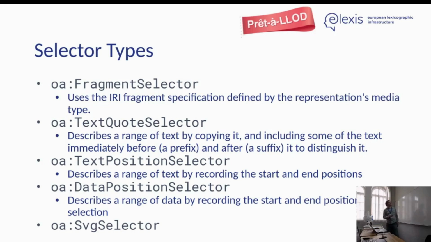And finally, the fifth one we have here is SVG selector. SVG is scalable vector graphics, so I'm not going to say anything about this because we're not doing graphical linked open data here, we're doing linguistic linked open data. But you can somehow select in SVGs.